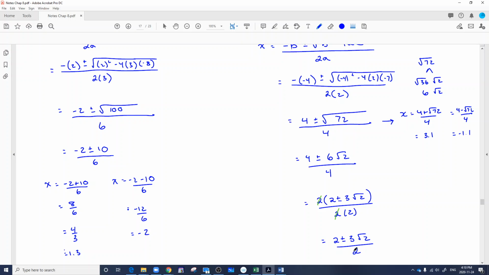Do not try canceling out these 2s. Please, please, please don't cancel out those 2s, right? Because if you do that, then you're not dividing the 3 root 2 by 2. They both have to get divided by 2. You can't just take it out of 1.